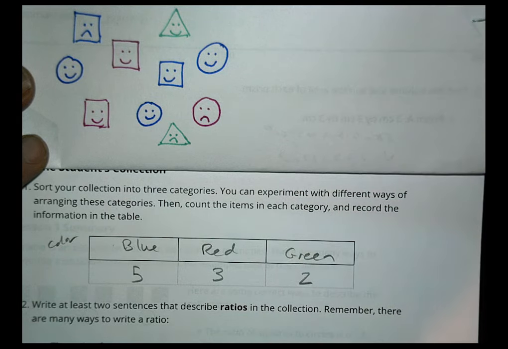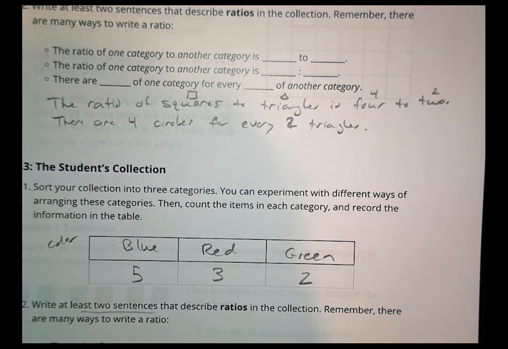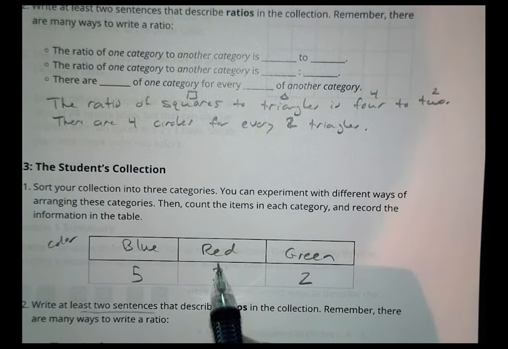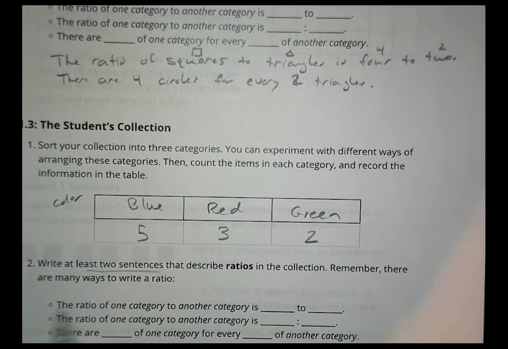Now from that, we can then write 2 more sentences to describe the ratios that we see in that collection, right? We can say things like, the ratio of blue to red is 5 to 3. We could say the ratio of green to blue is 2 to 5. We could say there are 3 red for every 2 green. Something along those lines. So there's different ways you could write that out, and you can sort that, and just to share, the different ways that you're making a ratio there. So go ahead and do that on your own. Write a couple phrases or sentences you could use to describe the 3 categories there.